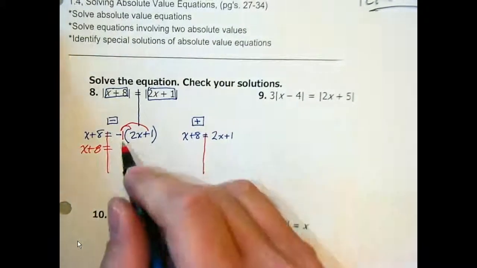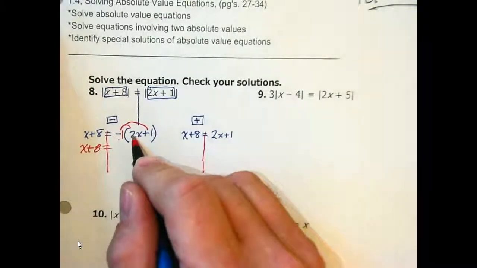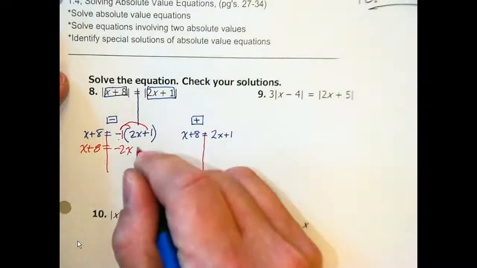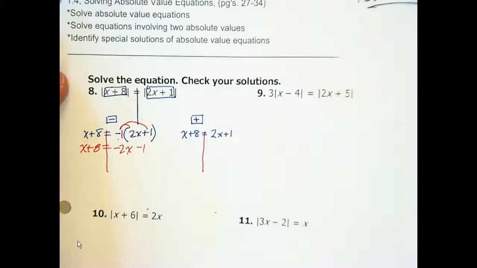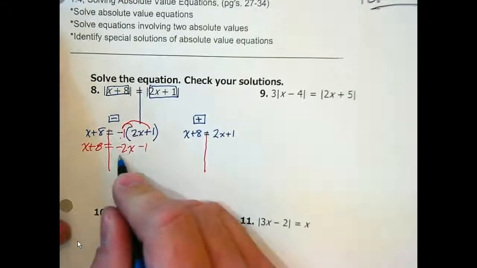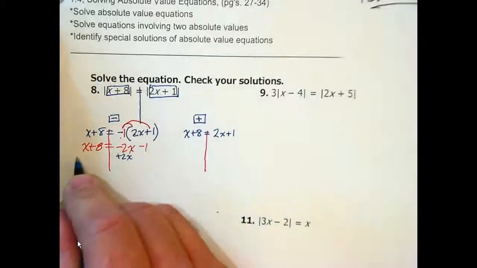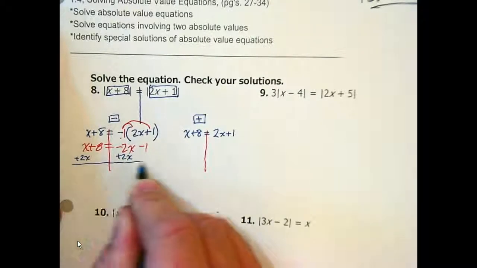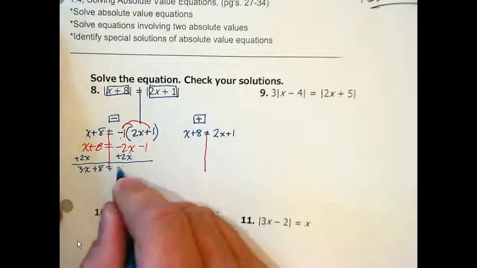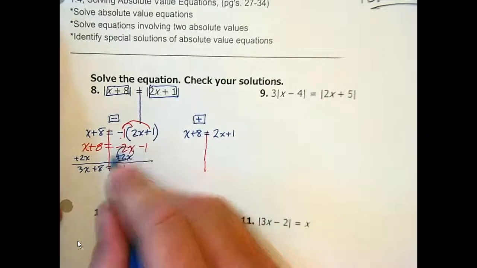Negative 2 and negative 1. Negative 2x minus 1. Okay? Combine like terms by collecting our variable on the same side. So if I move these two x's over, I get 3x plus 8 equals negative 1. This becomes 0.